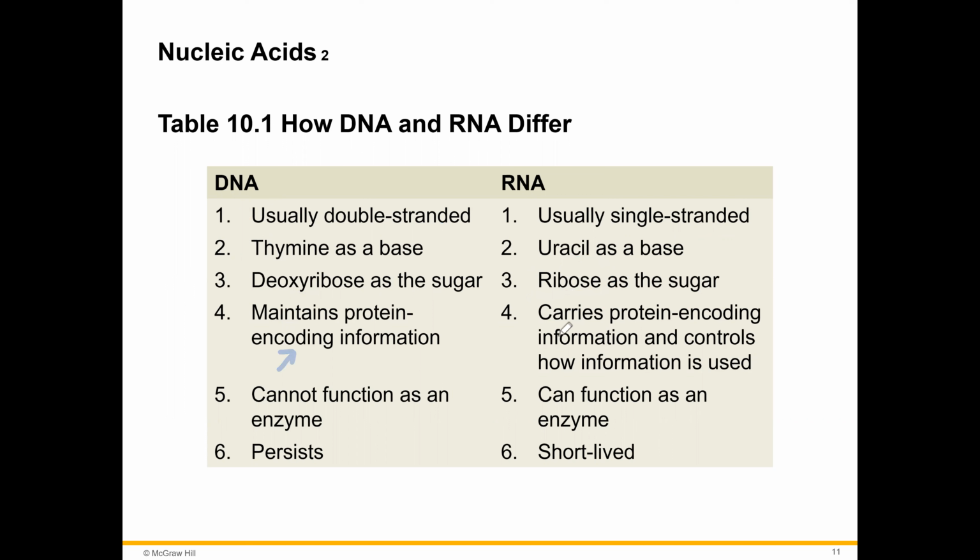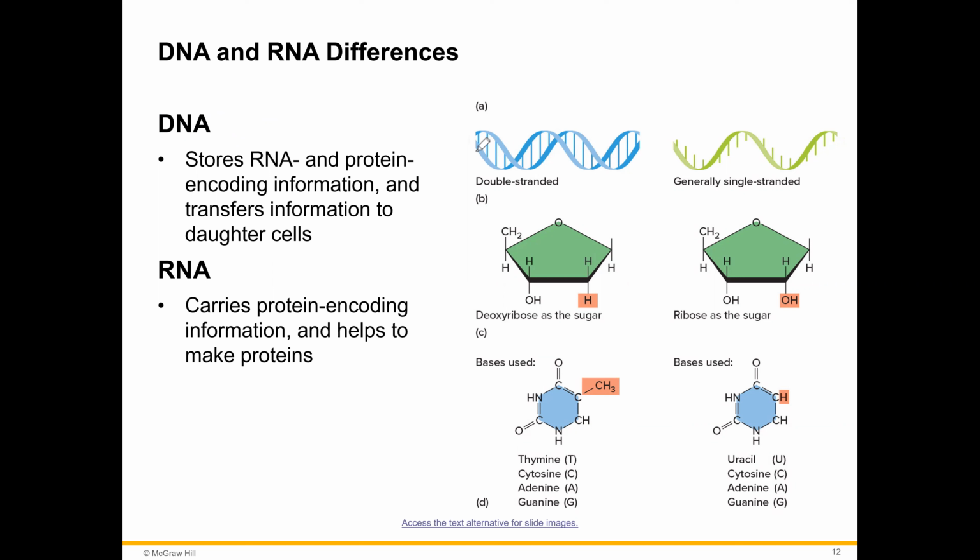So DNA stores RNA and protein encoding information. So DNA has information to make RNA and to make proteins, right? And transfer information to daughter cells. So here's the DNA, it's a double helix. The sugar of the DNA is deoxyribose, and the bases that are used are T, C, A, and G. Right, so here's an example of a nitrogenous base.